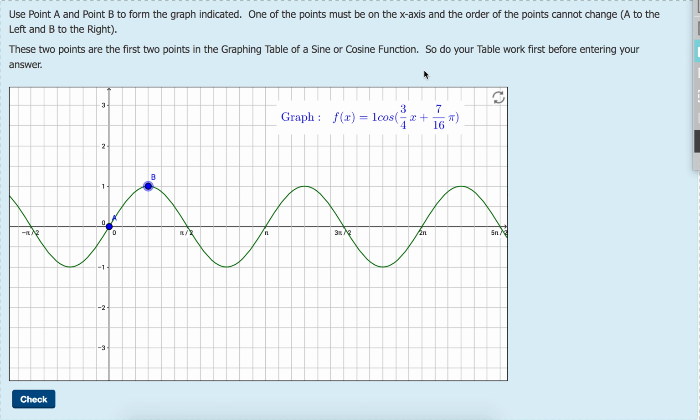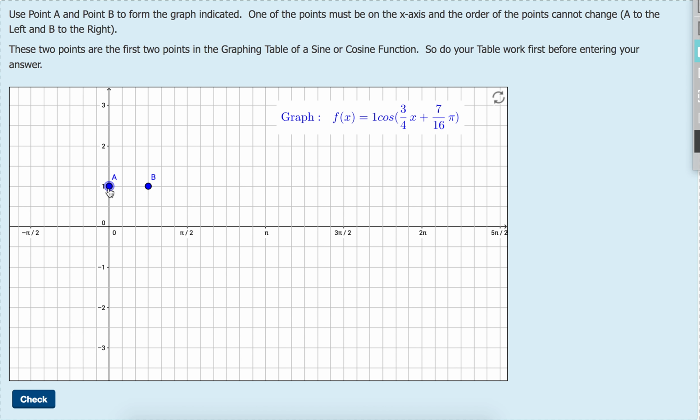They're the first 2 points in graphing using a table for sine or cosine, and I'd highly suggest you do your work before you even try moving the points around. One of the easier things to do, of course, is make two decisions. The graph is cosine, and cosine does not start at the origin. And also the amplitude is 1. So the highest this graph is going to go is +1, the lowest is going to be -1. And positive cosine starts high.